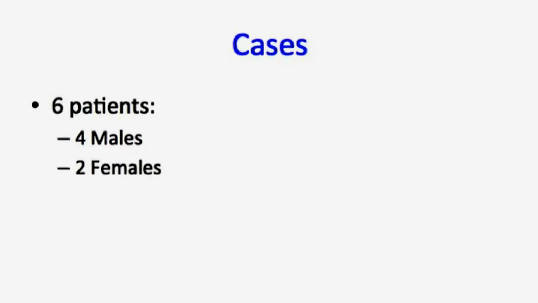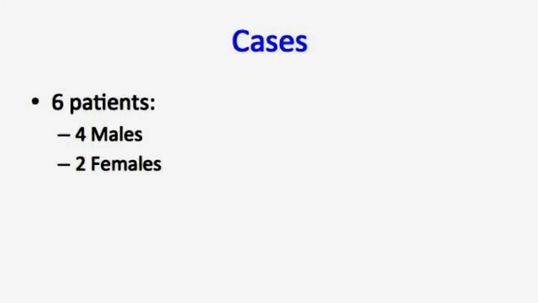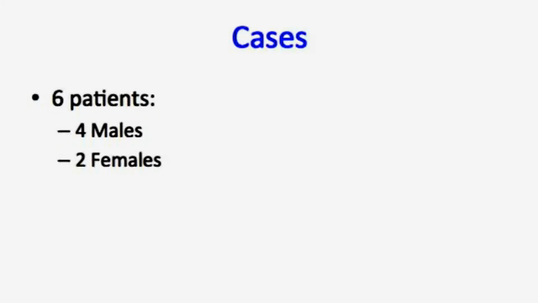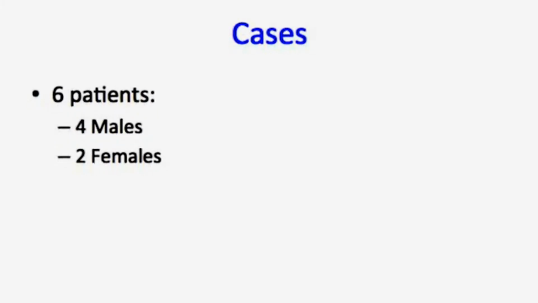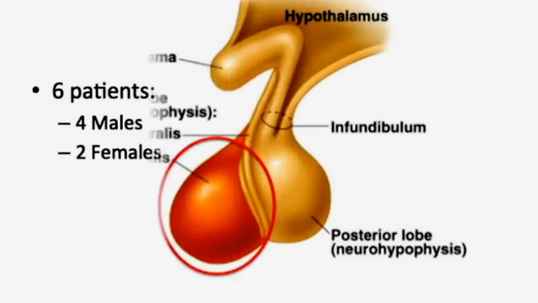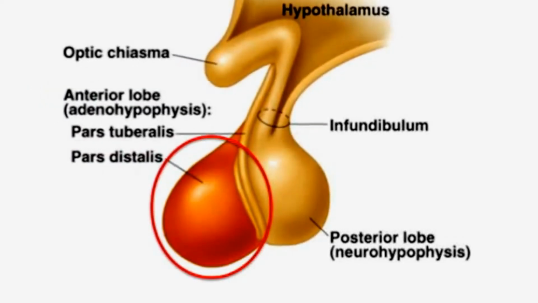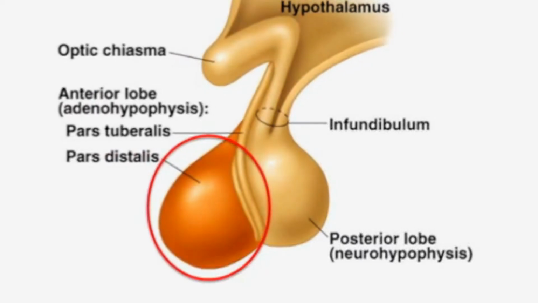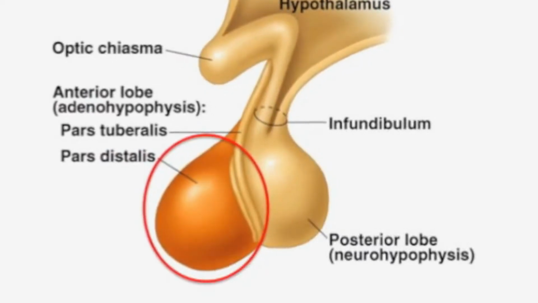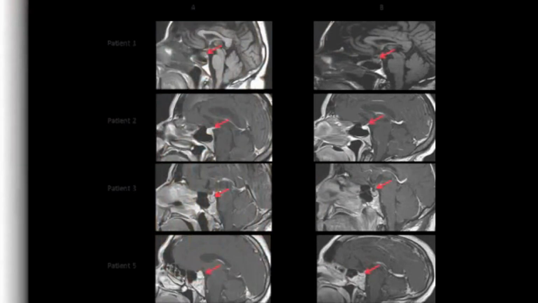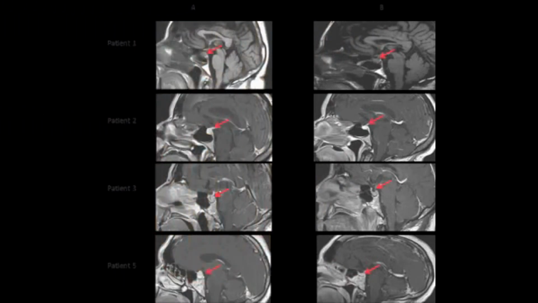In this article, we described the clinical presentation, diagnosis, and clinical course of 6 patients with ipilimumab-induced hypophysitis. All of the 6 patients had evidence of anterior pituitary dysfunction. None of them had posterior pituitary involvement. 4 out of 6 patients had evidence of pituitary enlargement on MRI.